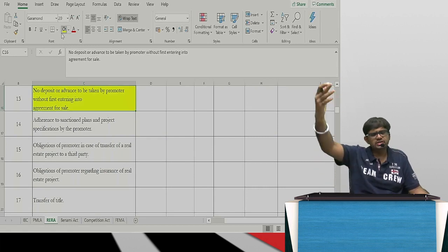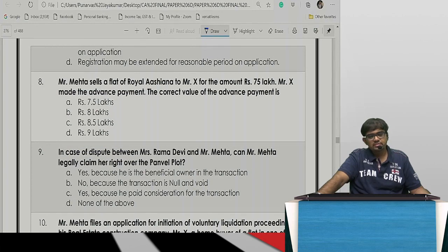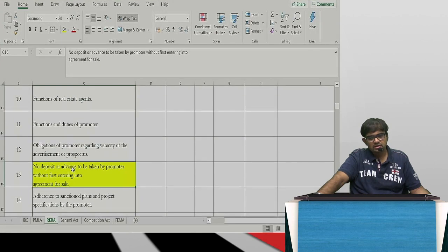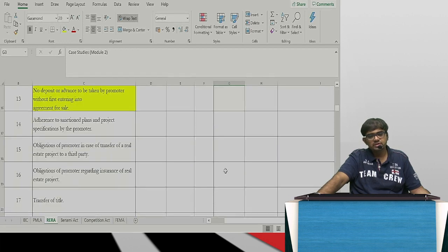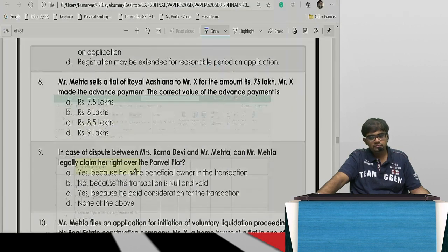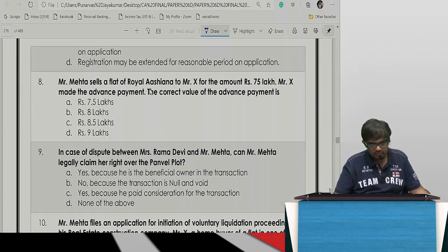We can go to section 13, no? Where is section 13? It is in module number 2 of my book. All the full RERA Act I have given you anyway. Correct? That's why guys I am telling you, see this particular mapping: in module 1 simplified provisions, which page number it comes, the RERA Act which module it comes, case study which module, everything has been given here. Right? So this will be section number 13 of RERA.